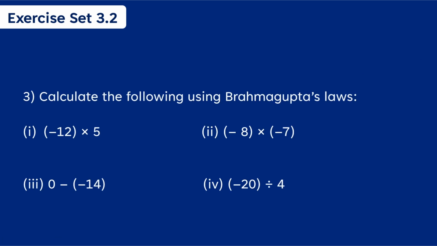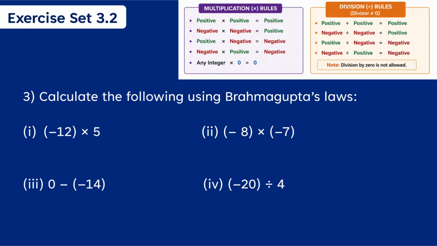Calculate the following using Brahmagupta's laws. So we've seen the laws earlier, the laws of multiplication, division, addition, and subtraction. In the first question given above, you have to multiply. And we see that the signs are different. This is a negative value and this is a positive value. So when the signs are different, negative times positive gives us a negative response. So 12 times 5 is 60, and this is going to be a negative integer. Negative 60 is the answer.